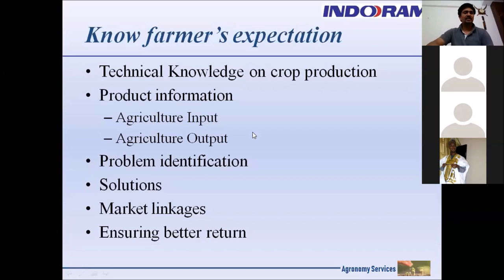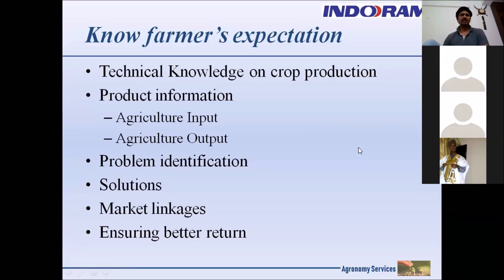But if I see the data, around 70% of farmers or growers in Nigeria are majorly doing subsistence farming. So only a little share of these farmers have a marketable surplus.